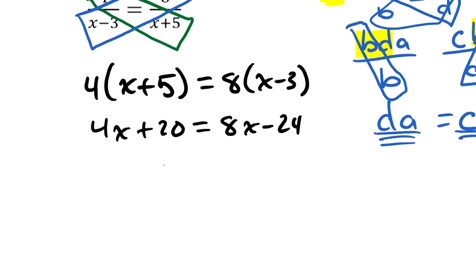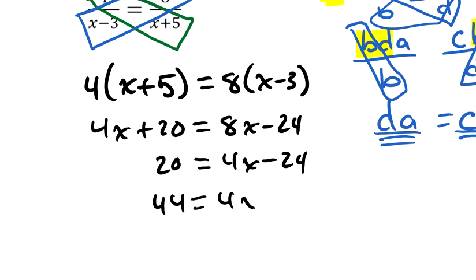I'll take away 4x from both sides. I'll add 24 to both sides. And when I divide by 4 on both sides, I get that x should be 11.